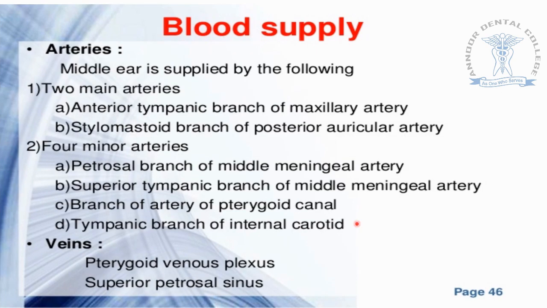Arteries: the middle ear is supplied by two main arteries, that are the anterior tympanic branch of the maxillary artery and the stylomastoid branch of the posterior auricular artery, and four minor arteries, that are the petrosal branch of the middle meningeal artery, the superior tympanic branch of the middle meningeal artery, a branch of the artery of the pterygoid canal, and the tympanic branch of the internal carotid artery. And the veins are the pterygoid venous plexus and the superior petrosal sinus.